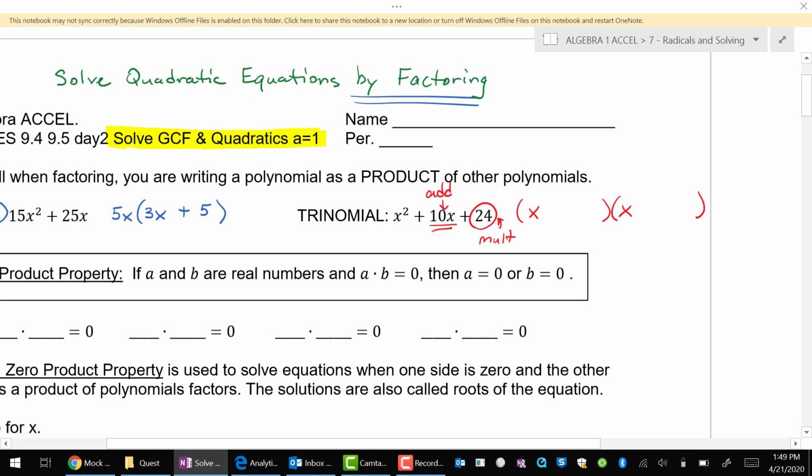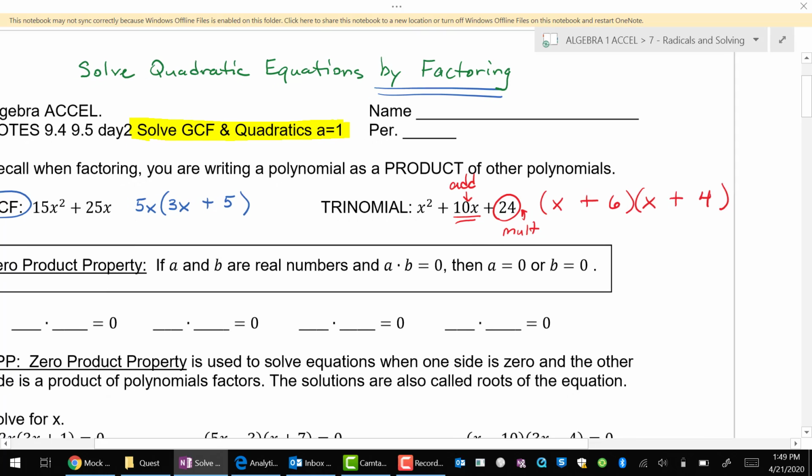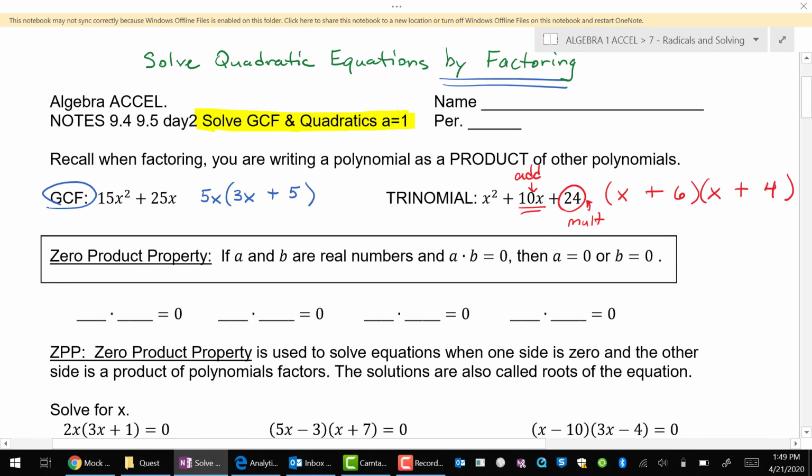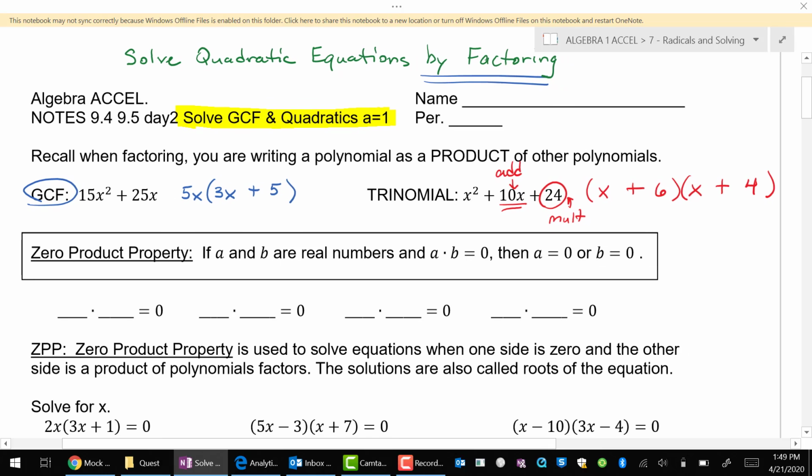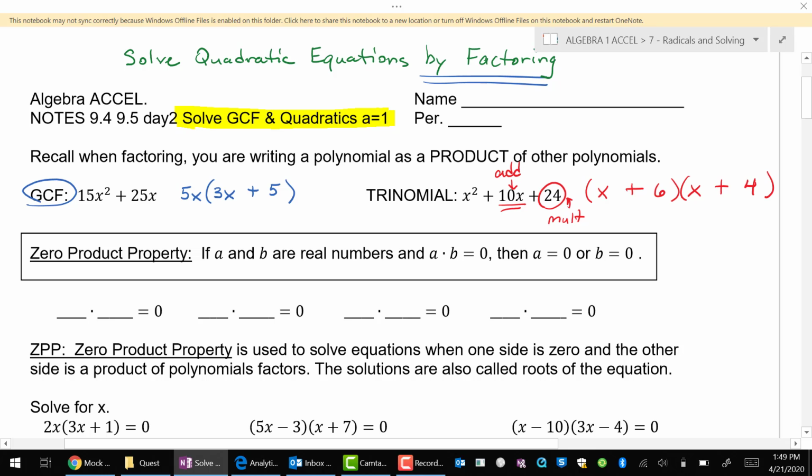So what are two numbers that multiply together to give me 24, but when I add them, I get 10? How about we try 6 and 4? 6 times 4 is 24, and then 6 plus 4 would be 10. So I've got my factorization of x plus 6 times x plus 4. In order to have success solving by factoring, you've got to make sure you know how to factor. Fortunately, by now, we are experts at factoring or approaching the expert category at factoring.